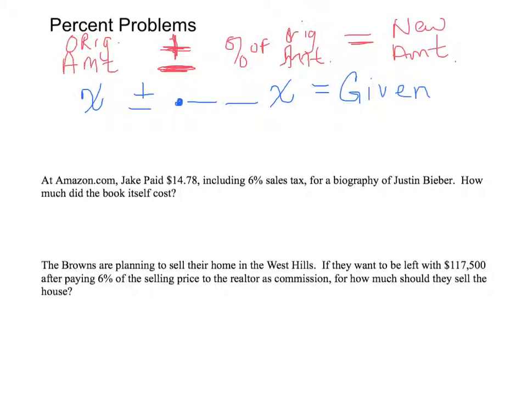So really all you have to do is fill in this blank and fill in these 2 blanks, and you've got your equation. Okay? So remember that you always have an original amount plus or minus some percent of the original, and that will give you the new amount. So it's going to be x plus or minus point whatever x, 2 decimal places, equals the given.